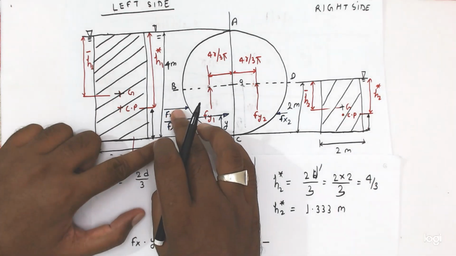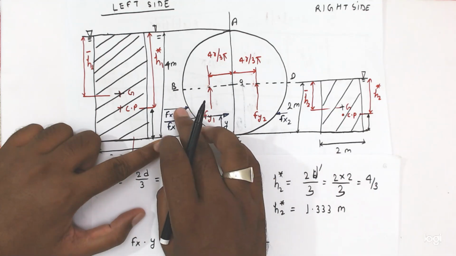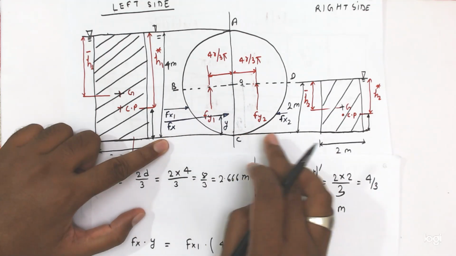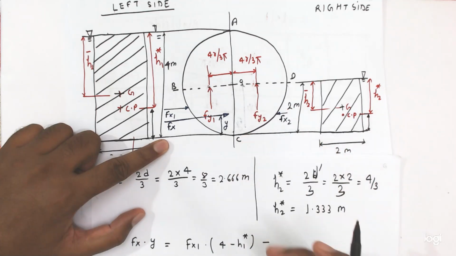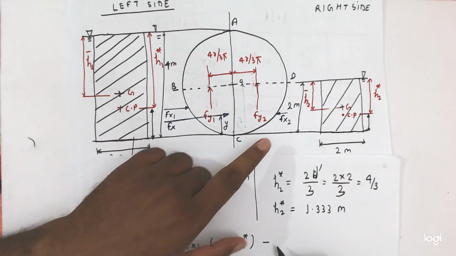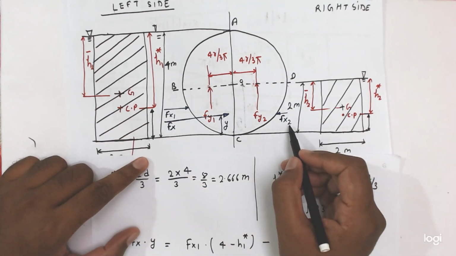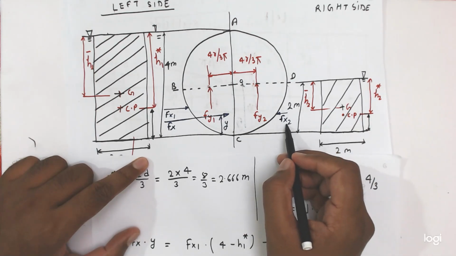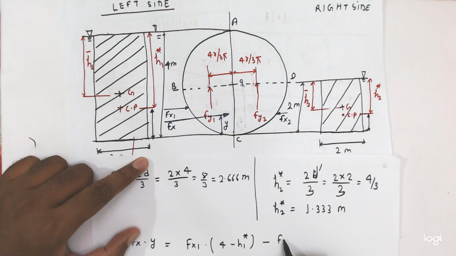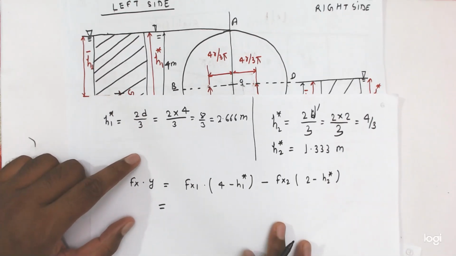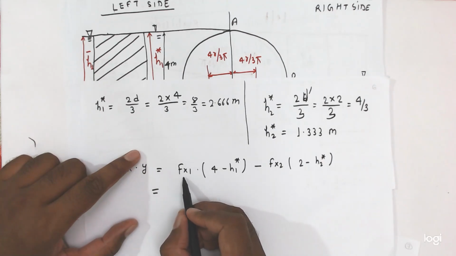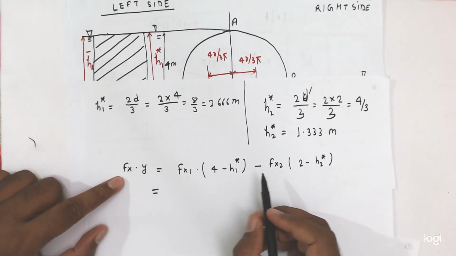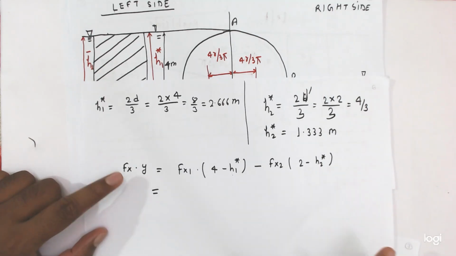because if you see here, if you take moment, this will come in the clockwise direction, and from here it will come in the anti-clockwise direction. Because both are opposite, it will come minus, and this is the greater force, and this is the lesser force compared to this one. So Fx2 into 2 minus H2 star. So from here friends, we are able to find it, we know the values of Fx1, Fx2, Fx, H1 star, H2 star. So we'll put all the values here.